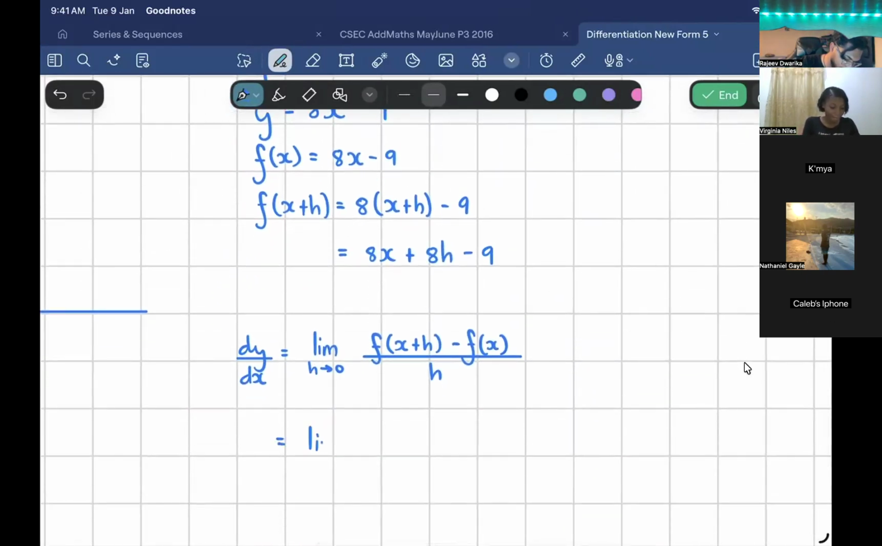What next? Now, if you expand it, you will get f of x plus h equals 8x plus 8h minus 9. Big up. So now I could work this out. The limit as h approaches zero of 8x plus 8h minus 9 minus f of x, which would be put into brackets, 8x minus 9.